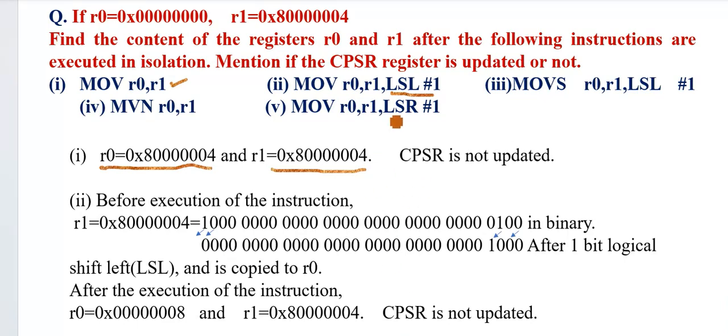Here, move R1 content to R0. So MOV R0, R1 means R1 is the source. From the source, before going to the destination R0, logically shift left by 1 time. So what is the value of R1? In R1 we have 0x80000004. This is hexadecimal, so write it in binary because you have to logically shift bitwise. So 8 means 1000.